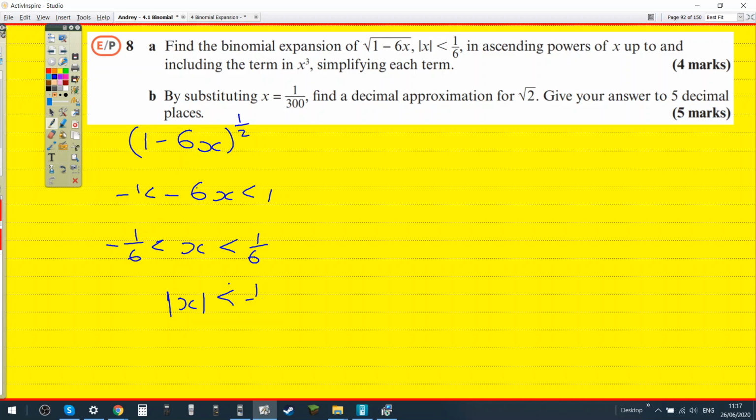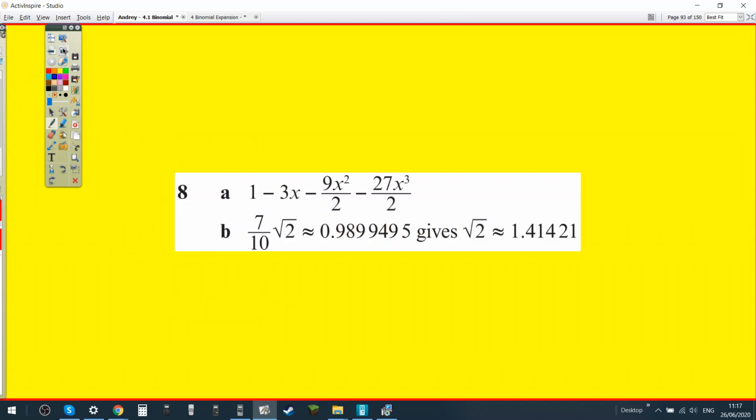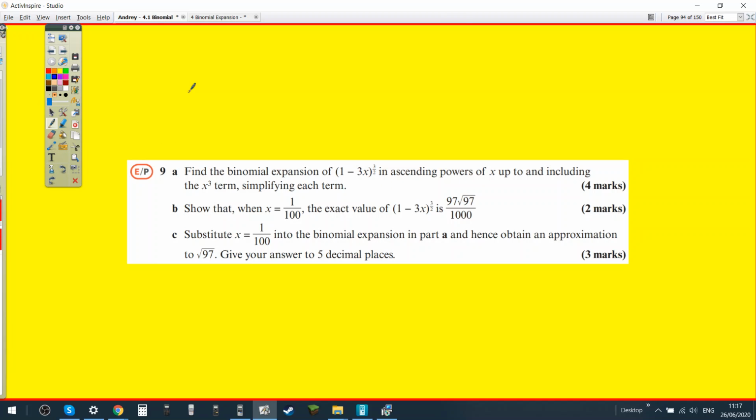And that's what they put there: magnitude of x is less than a sixth. Decimal approximation. I think you'll be fine for that entire question. I don't think it's going to be in any way difficult. So that's the exact value, an approximation.